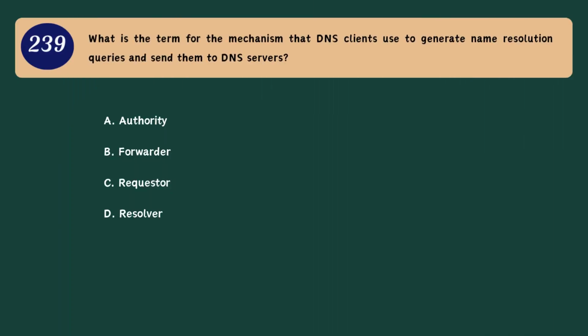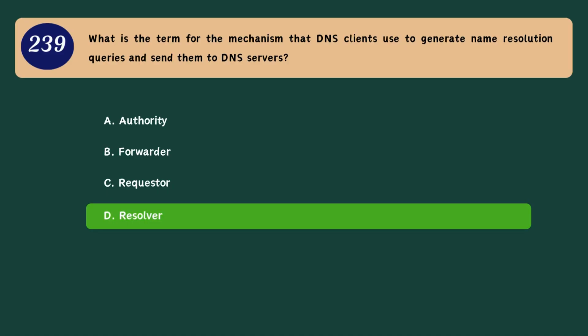Question 239. What is the term for the mechanism that DNS clients use to generate name resolution queries and send them to DNS servers? A. Authority. B. Forwarder. C. Requester. D. Resolver. Correct answer. D. Resolver.